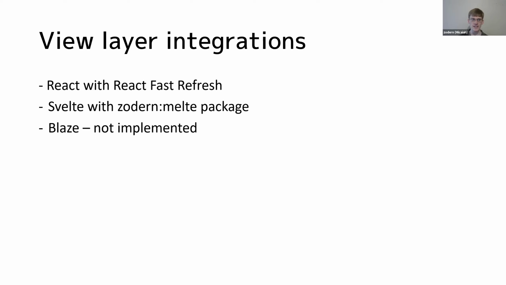For Svelte, I created the zodern:melte package. This is a Meteor package for compiling Svelte components. It supports HMR and also has a deeper Tracker integration. At the moment, Blaze does not support HMR. There's no technical reason why it couldn't, as far as I know, but no one's taken the time to implement it.